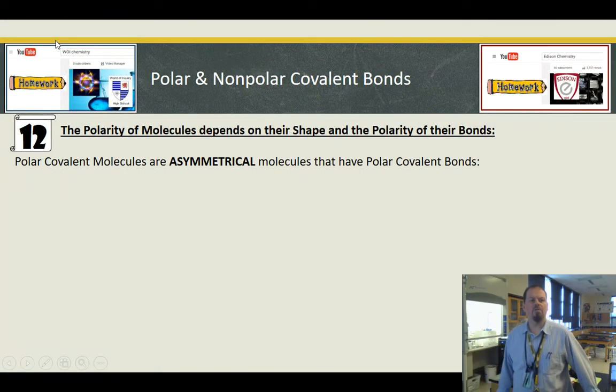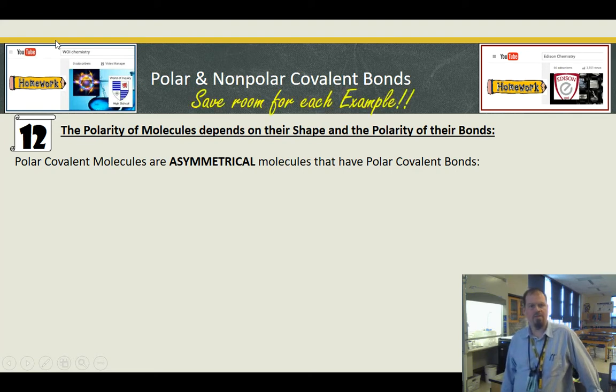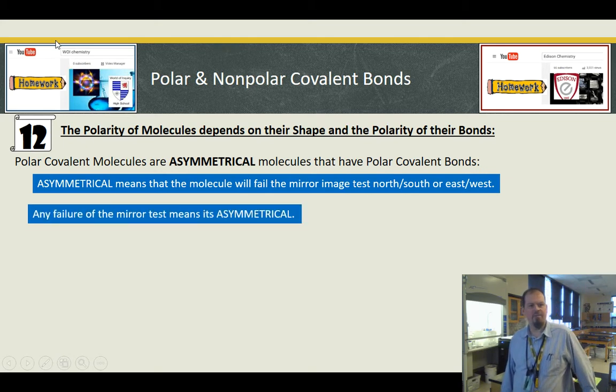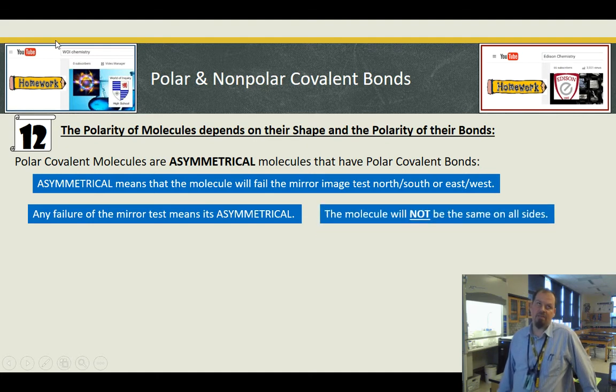First, polar covalent molecules are what we call asymmetrical. You might want to save room for each example, because I know you only have a little bit of space. If you can save some room on one side for the example, you'll be all set. Asymmetrical means that the molecule will fail the mirror image test, either north-south or east-west. You're going to cut it in half and one side's not going to be the same as the other. Any failure of the mirror test means it's asymmetrical, and this basically means the molecule will not be perfectly the same on each side.